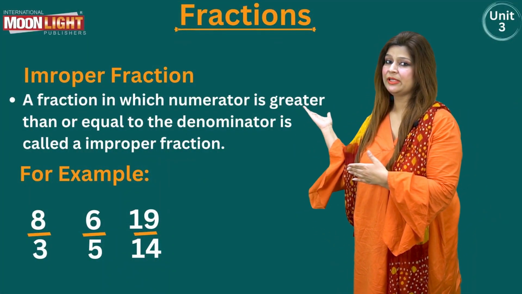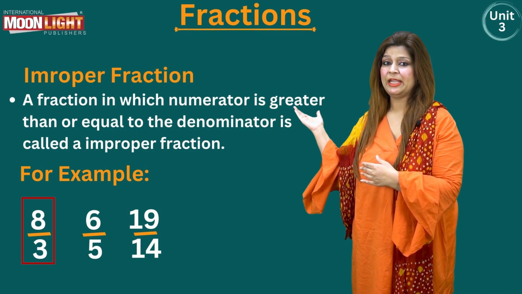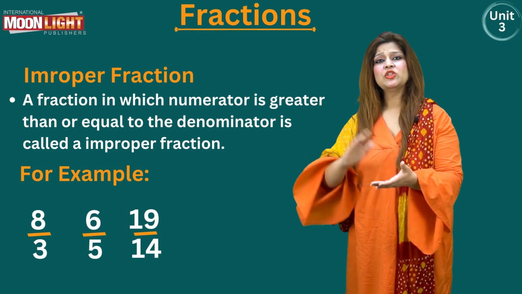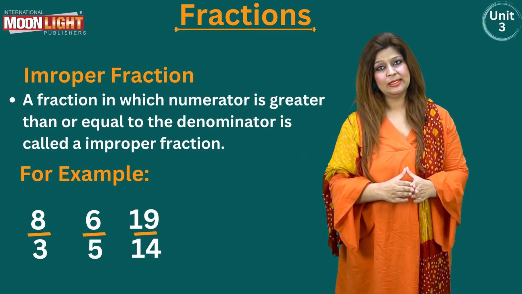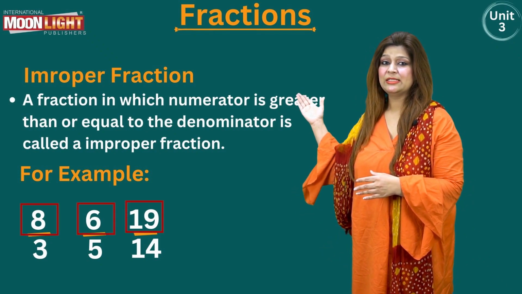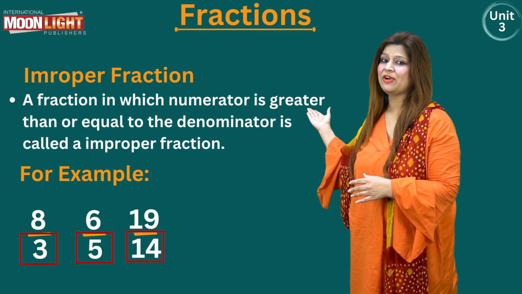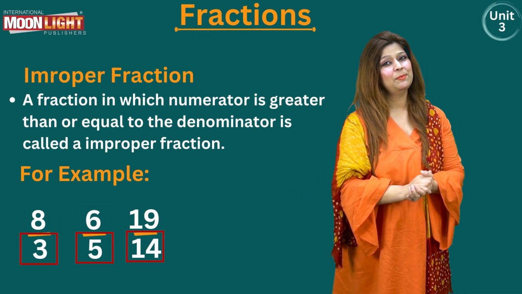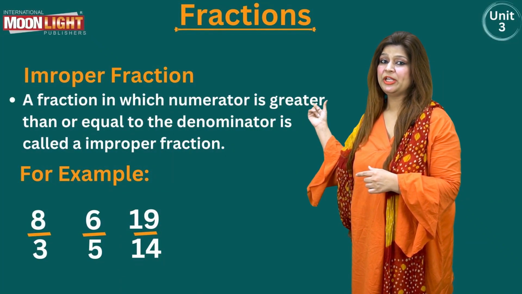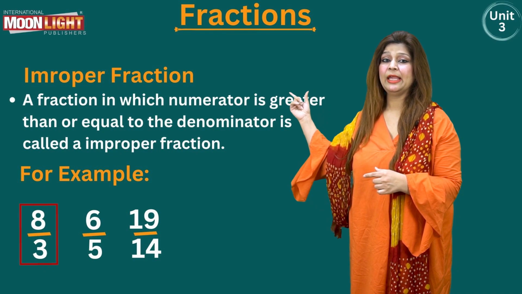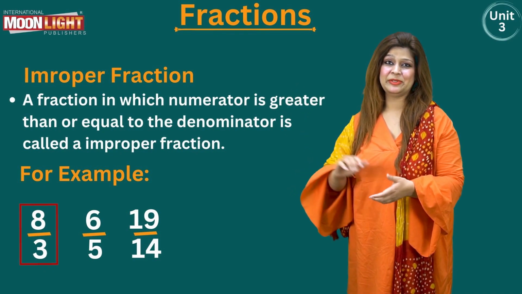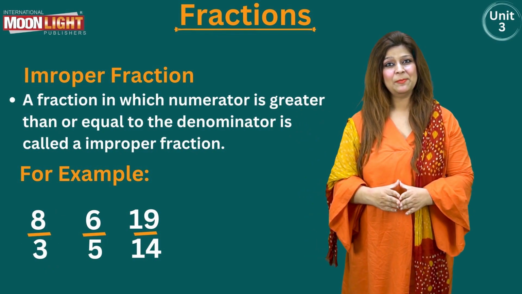Over here we have 8 by 3, 6 by 5, 19 by 4. You can check one thing. Here, the numerator is greater than the denominator. It means that 8, 6 and 19 are greater than 3, 5 and 4 respectively. So in the first fraction, the number 3 is less than the number 8, or in other words, the number 8 is greater than the number 3. So this is an improper fraction.